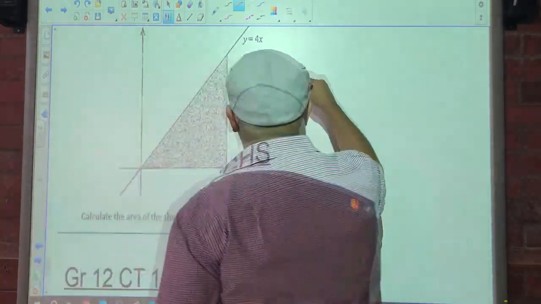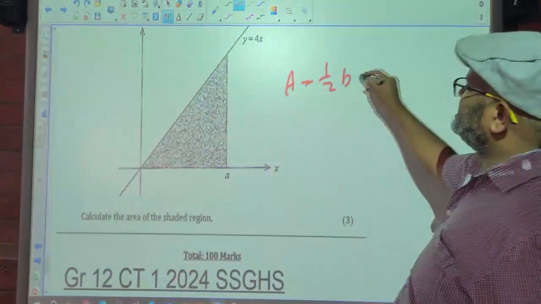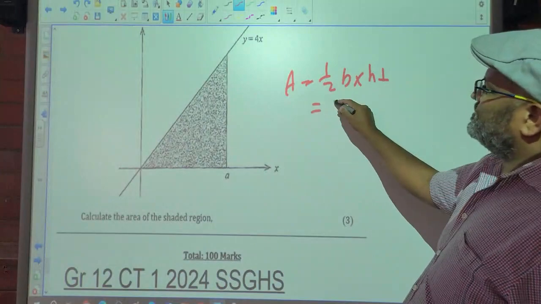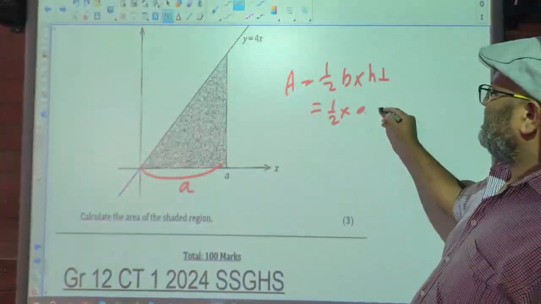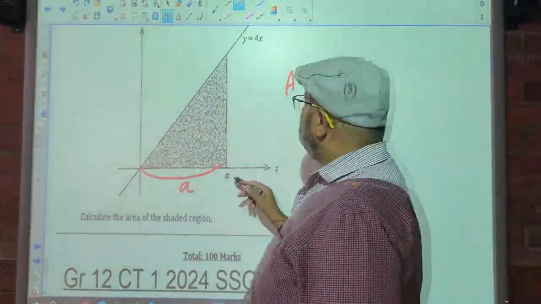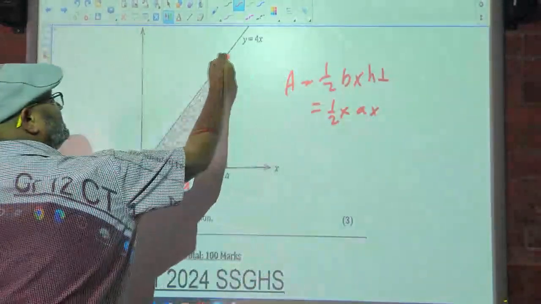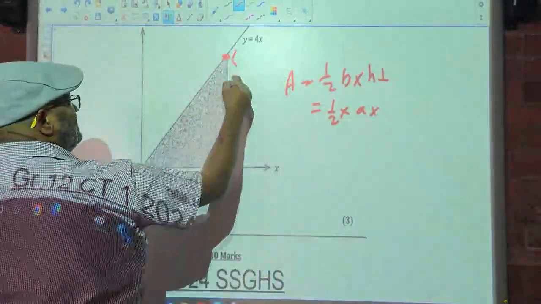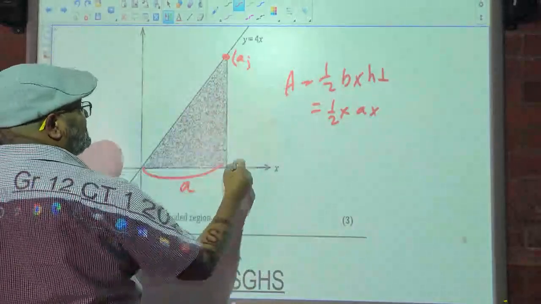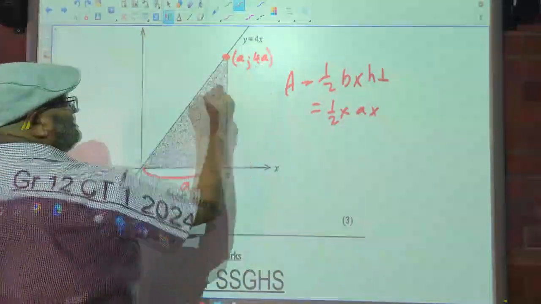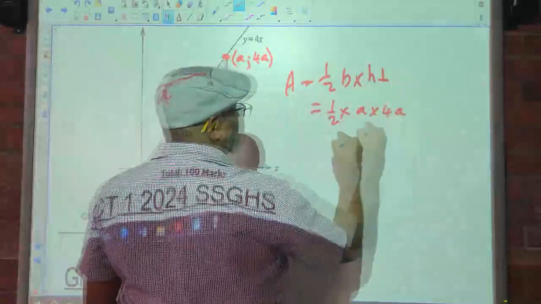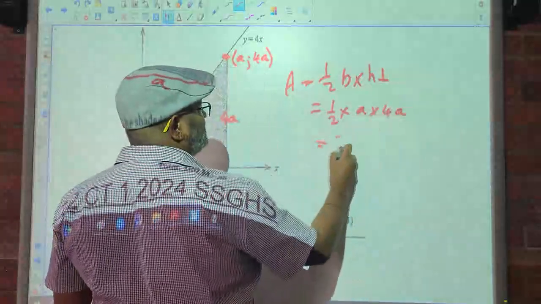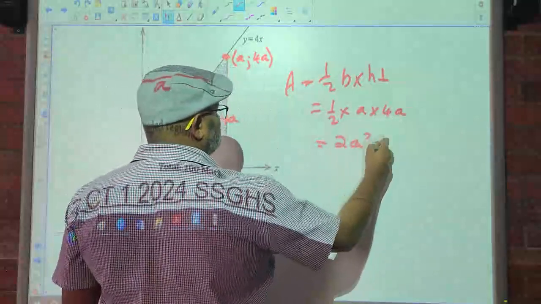So, area of a triangle is going to be half base times perpendicular height. So it's going to be half. My base, of course, is 8. My perpendicular height, now what is your x value? Of course, a. If I substitute a into here, I get my y, which is 4. So the height of this piece is 4. So half times 4 is 2. 8 times a, of course, is 2.